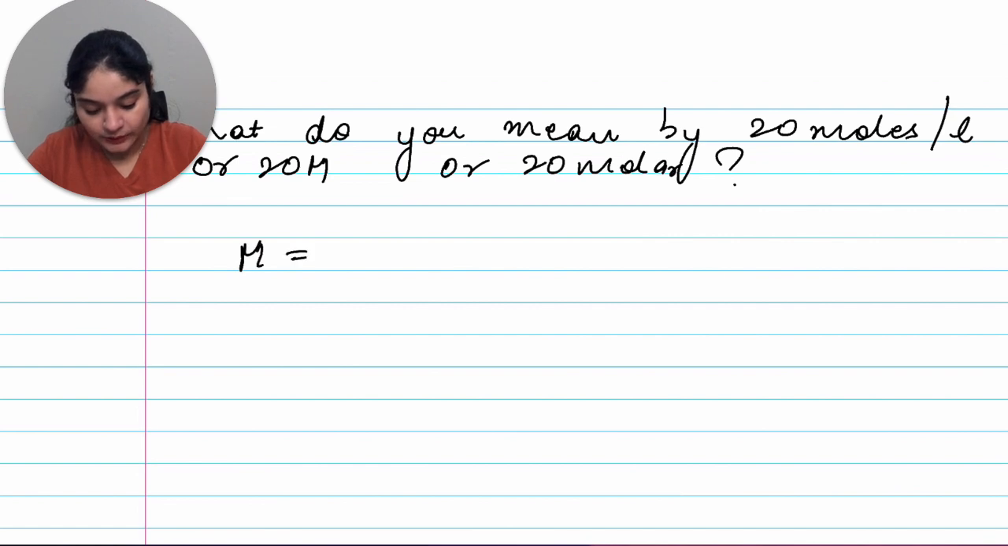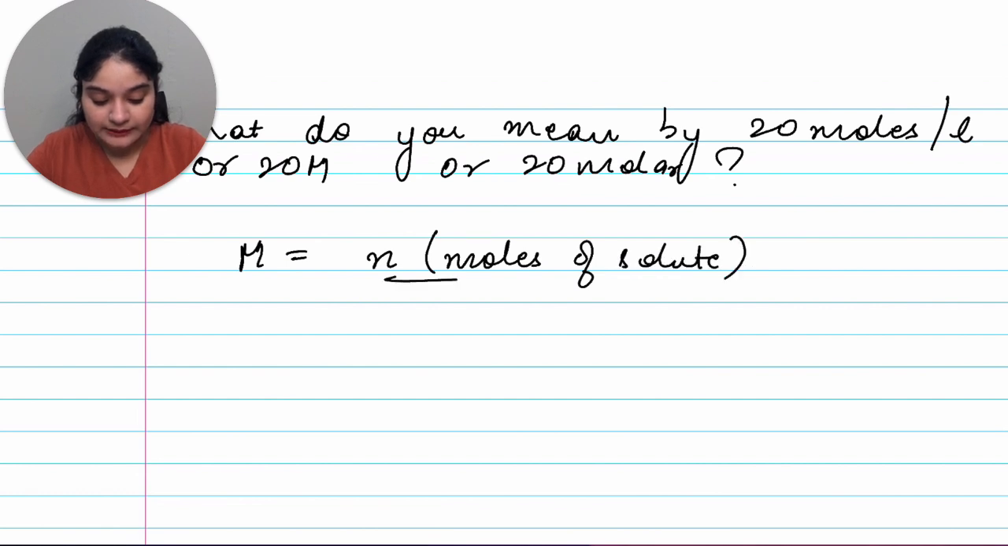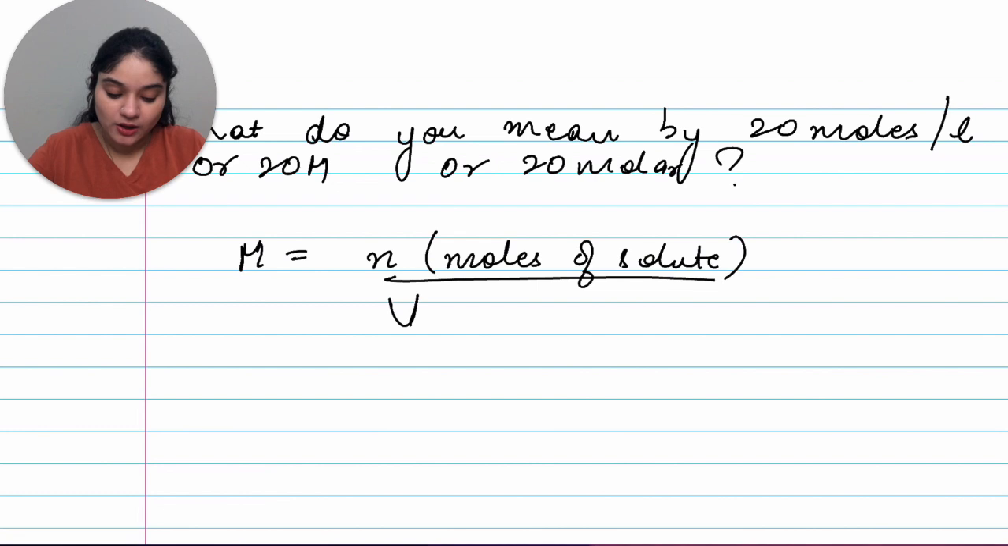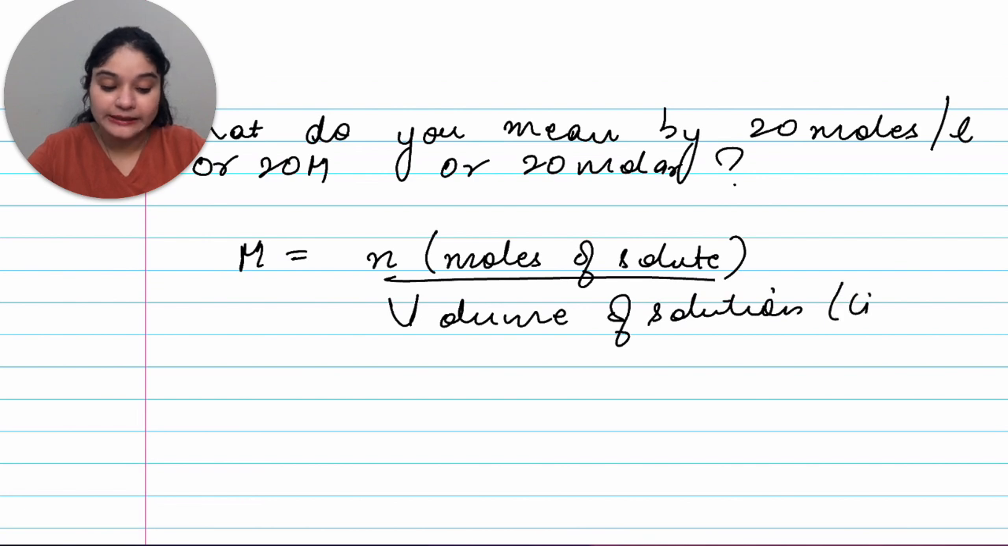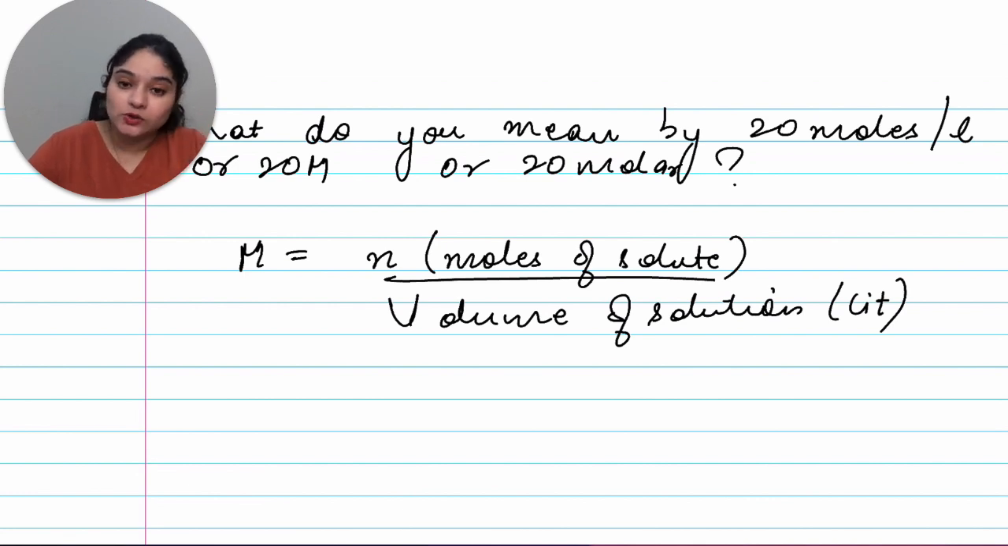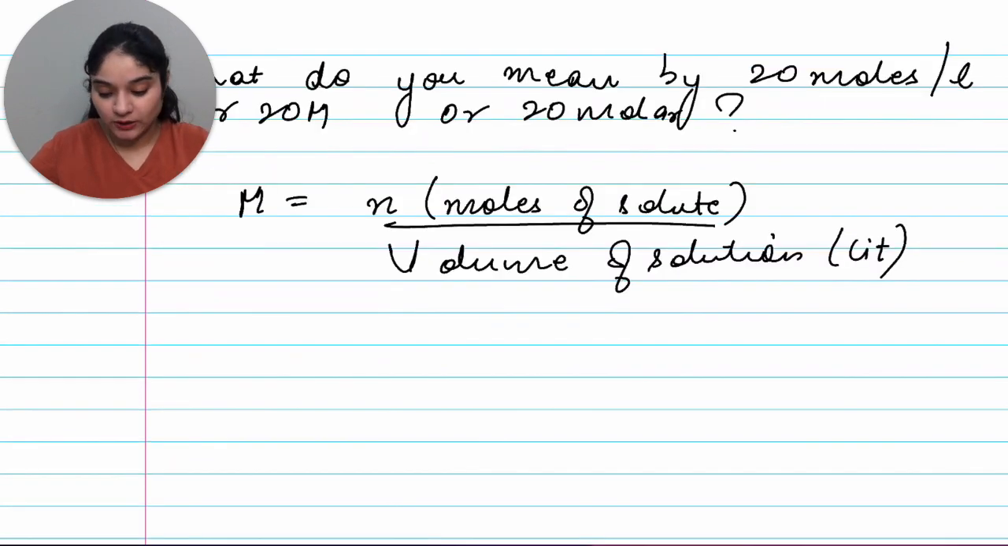M equals number of moles of solute divided by volume of solution in liters. So this is what the formula is. What will be the answer for this? You will say this statement means 20 moles of solute is dissolved in 1 liter of solution. Or you can also write 20 moles dissolved per liter of solution. Any of those will work.